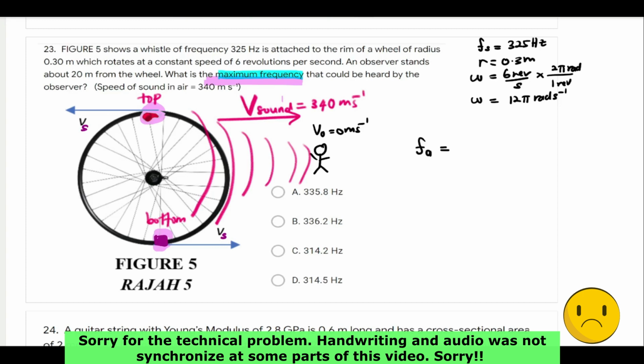it is equal to V, okay, plus minus V observer, kosong, so tak perlu tulis, over V minus Vs. Kenapa minus bukan plus? Okay, sebab dia nak maximum frequency. Jadi kat bawah ini V minus Vs, kita nak nilai yang kecil lah. Kalau V plus Vs, dia akan jadi nilai yang besar. So frekuensi yang didengar oleh observer itu tidak maksimum lah. Boleh?